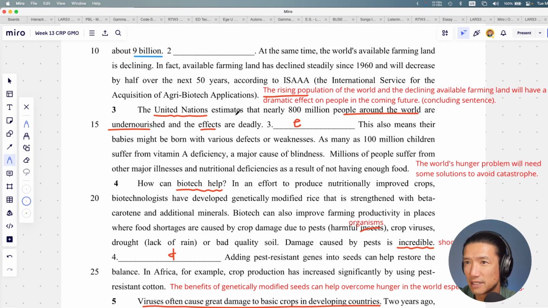An estimate is a noun that talks about the number, for example, the estimate for fixing the house is 4,000 Turkish lira, right? If we use it as a verb, which it is here, we have our subject and our verb. It's going to be estimates, with an S, not ets. Estimates, noun. Estimates, verb. "Estimate estimates that nearly 800 million people around the world are undernourished," which means they don't have enough food, "and the effects are deadly."